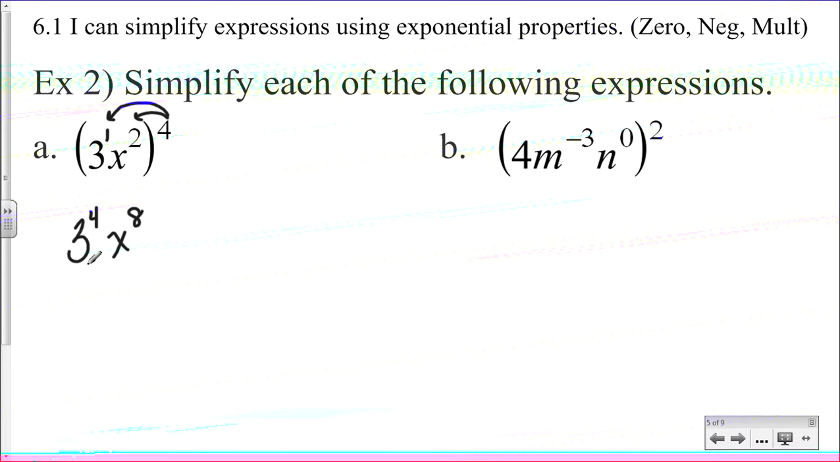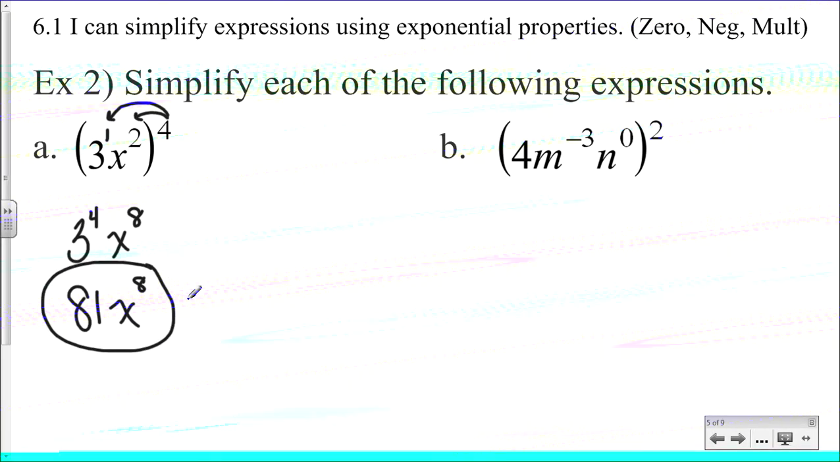The only thing I want to do here is 3 to the 4th is 3 times 3 times 3 times 3, which actually gives me 81. And then my x to the 8th has a positive exponent already, so I'm going to leave that as it is. 81 x to the 8th.